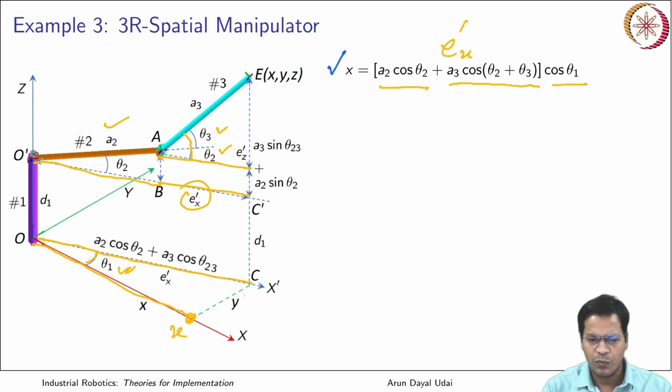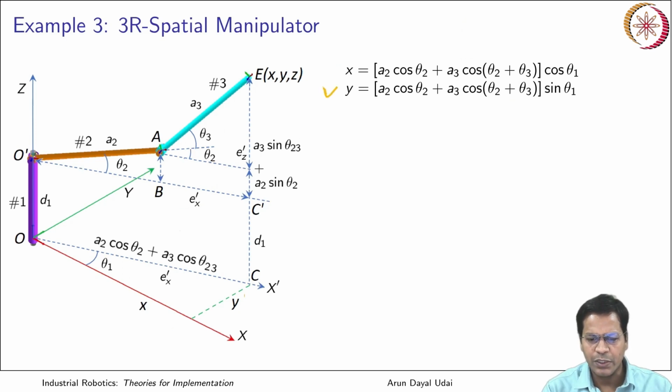Now let us see how Y can be done. Y is again, you see, A2 cosine theta 2, and again A3 cosine of theta 2 plus theta 3. This is theta 2 plus theta 3. So this is your X dash sine theta 1. If this is X dash, and this is theta 1, then this becomes sine theta 1. So effectively it is Y. Here is your Y.